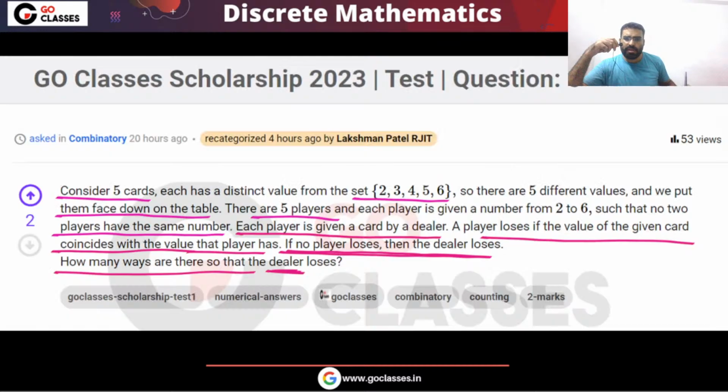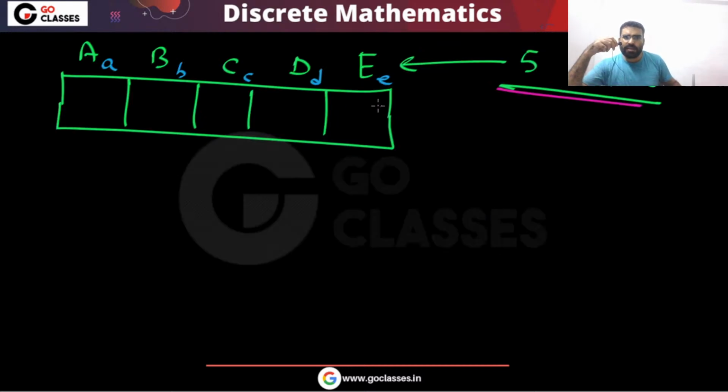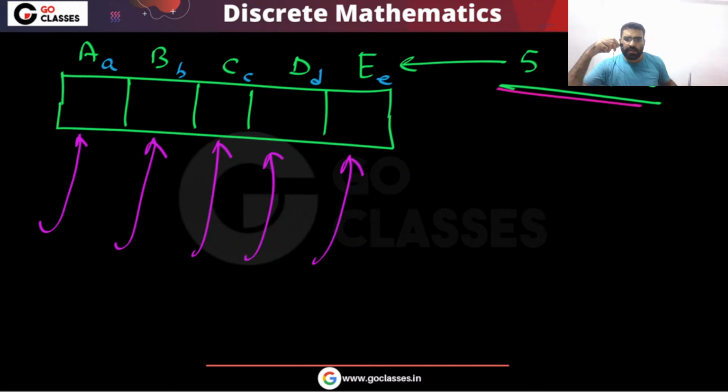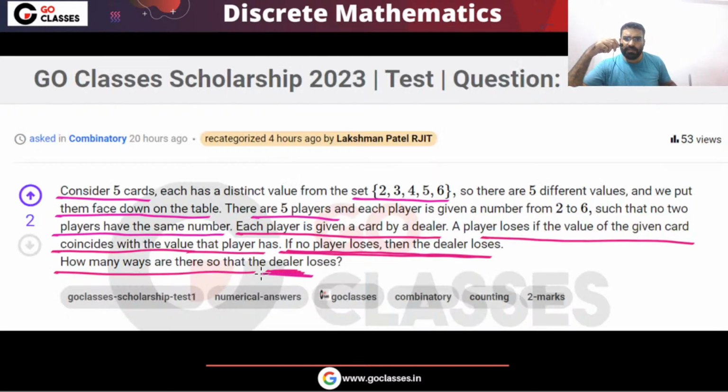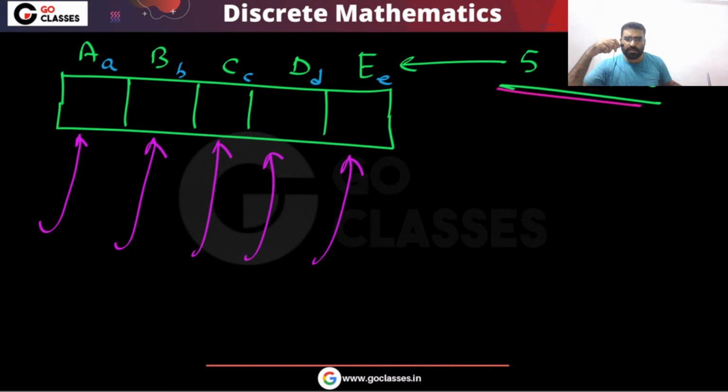Now we are giving one card to A, one card to B, one card to each of the others. The dealer will lose when no player loses. Means A should not lose. Tell me, if A is not losing, then what should be the card value given to A?